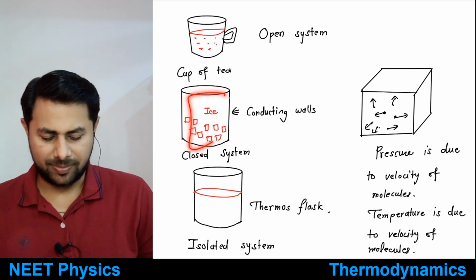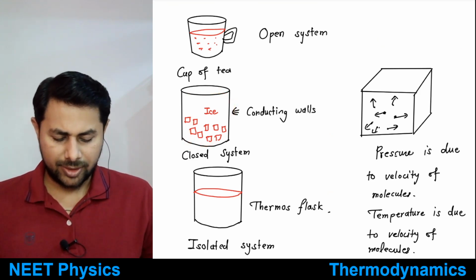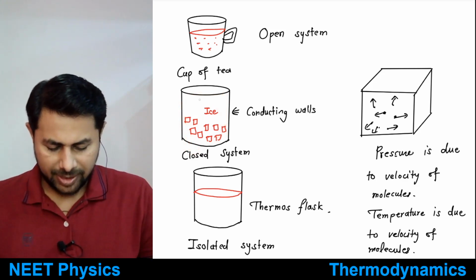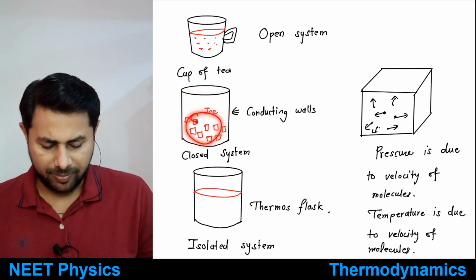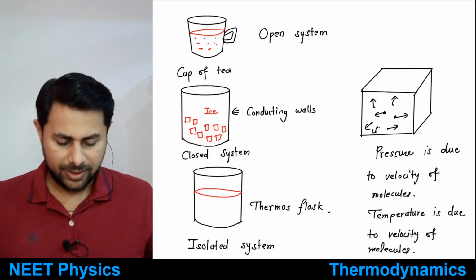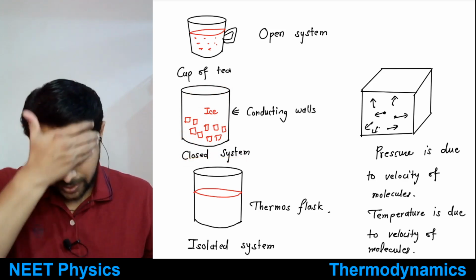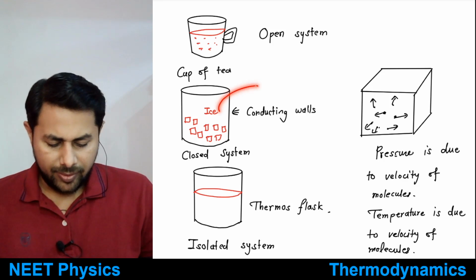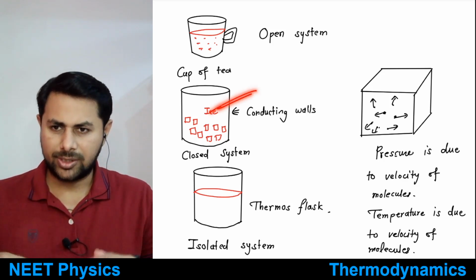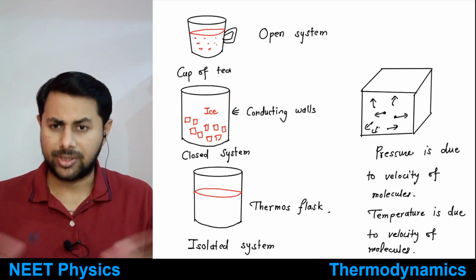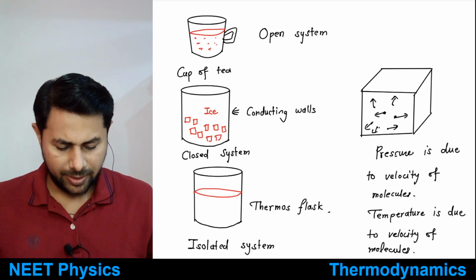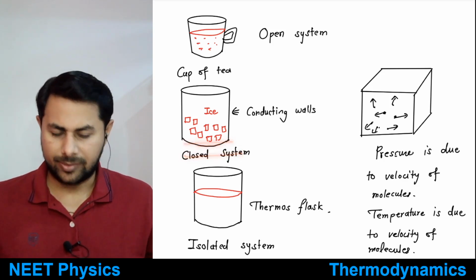Then there is a closed system. Suppose this is a tin container made of some metal, and there is some ice in this container. This is an example of a closed system. Here, energy can move to the system or away from the system, that means from system to surrounding or from surrounding to system, but the matter cannot go out. So this is known as a closed system.